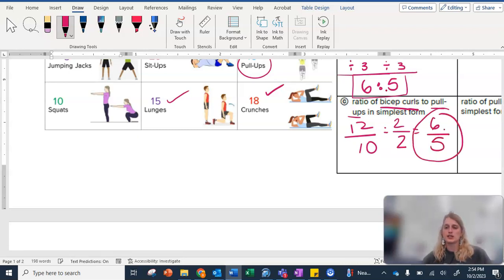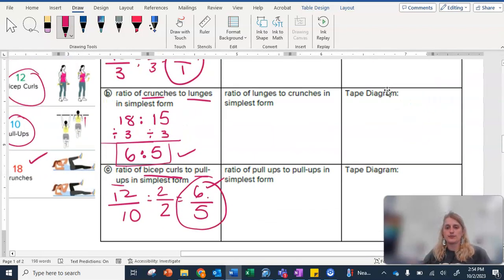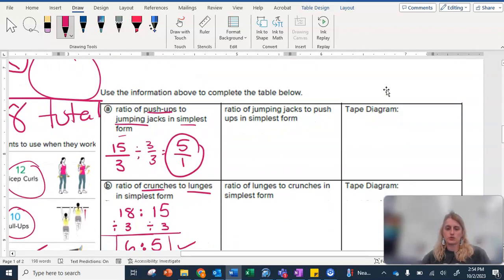Just because this one is a 6 to 5 doesn't mean that they can't both be 6 to 5. They are different problems, but they can simplify to the same ratio. That's fine. So you're going to finish that table. Oh, look. We should have gone side to side. Ratio of jumping jacks to pull-ups, so this is just the reverse order. Oh, I thought they were all different. I made this way easier for you.